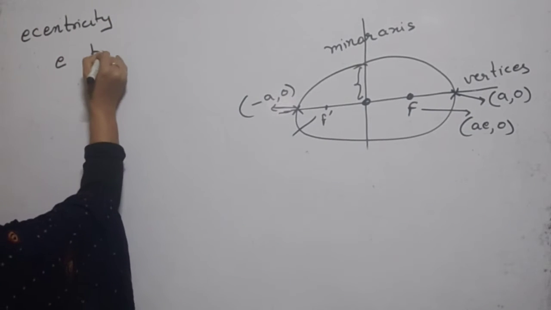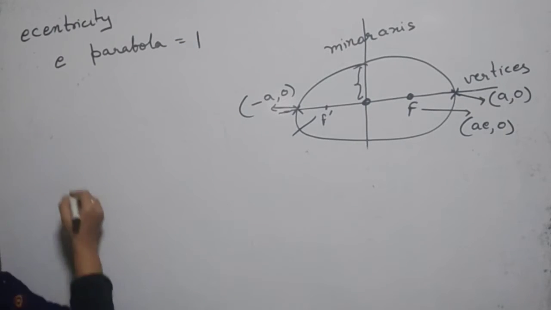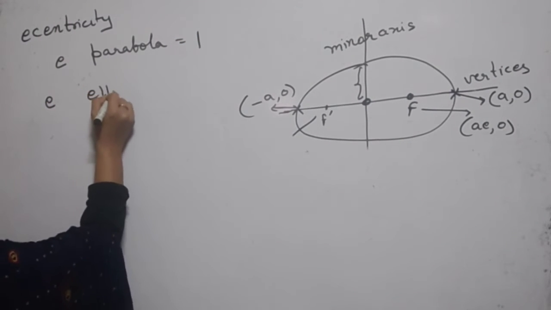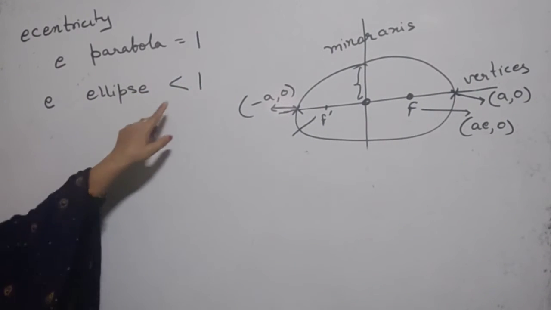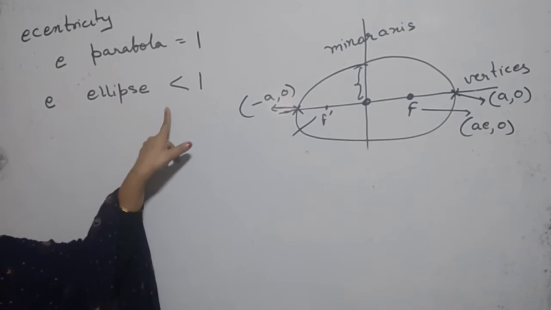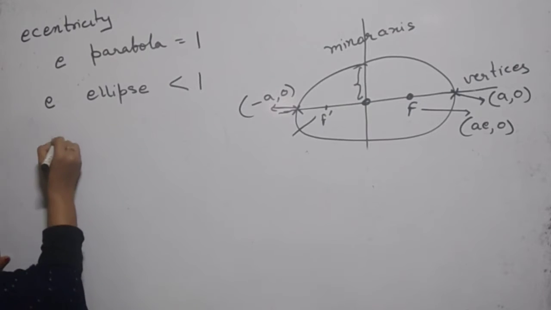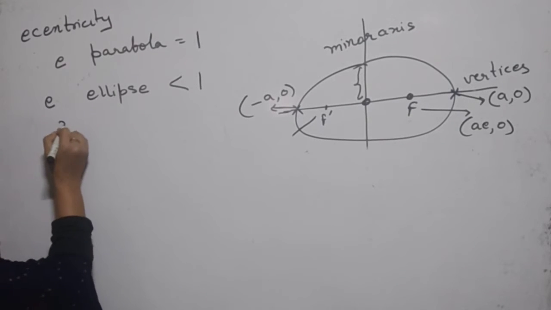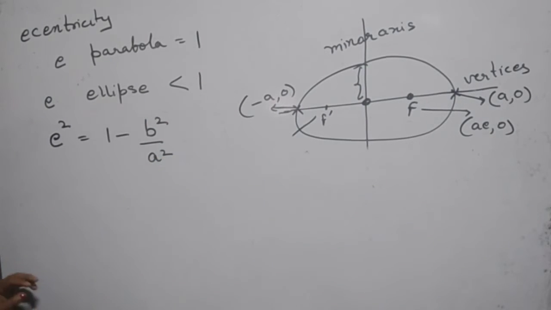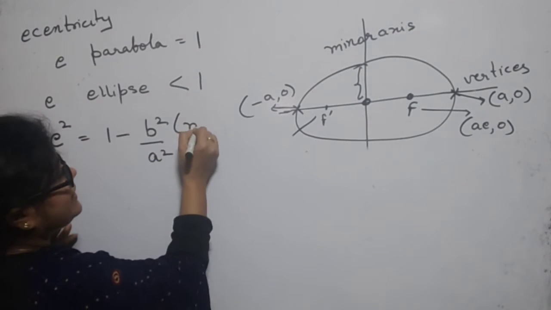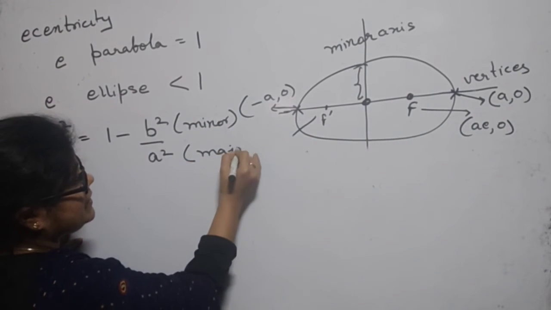Eccentricity for a parabola is 1, but eccentricity for an ellipse is always less than 1. It can't be negative, it is always less than 1. And the formula to find the eccentricity, just learn this: e equals the square root of 1 minus b squared over a squared, where b is the minor axis and a is the major axis. Must remember this thing.